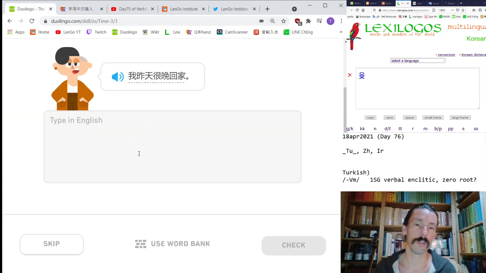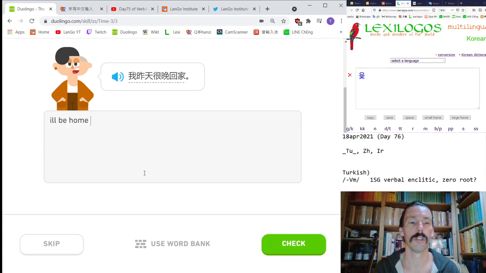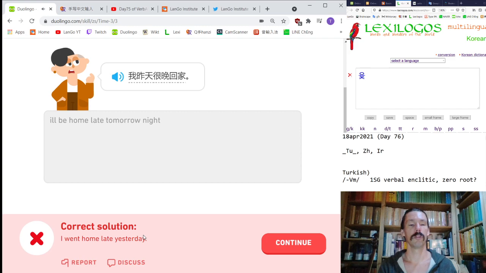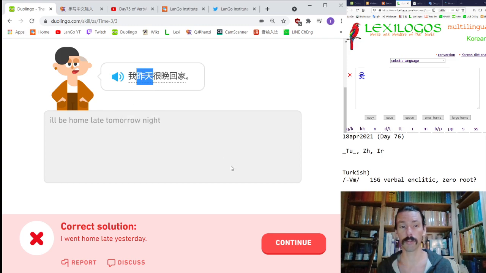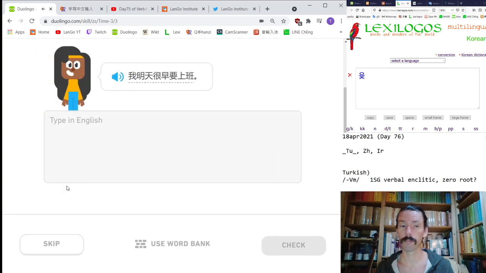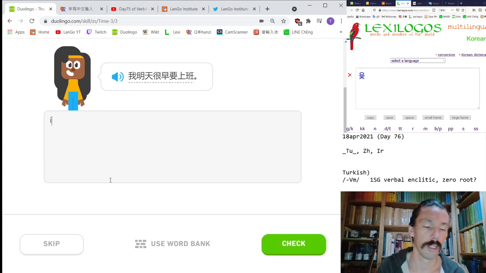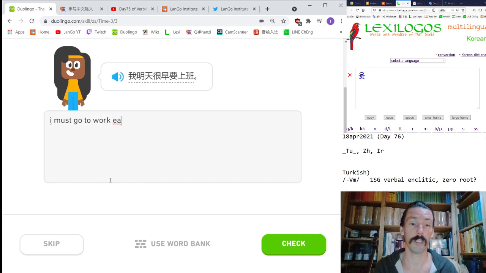我昨天很晚回家. I'll be home late tomorrow night, silly me. 昨天, went home late yesterday. So the verb itself doesn't tell us anything about tense. We just ideally identify the meaning of the word correctly. Yesterday, not tomorrow. And then we'll put a past tense. 我明天很早要上班。 I must go to work early. Now this 明天, tomorrow.